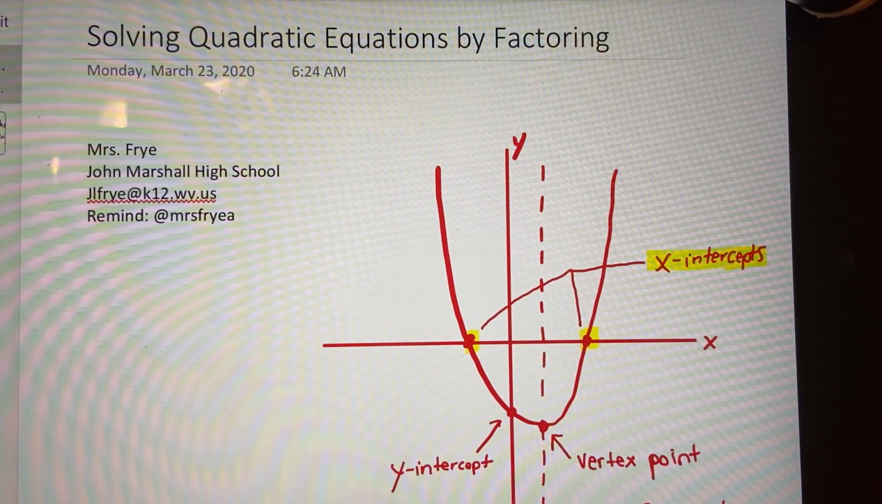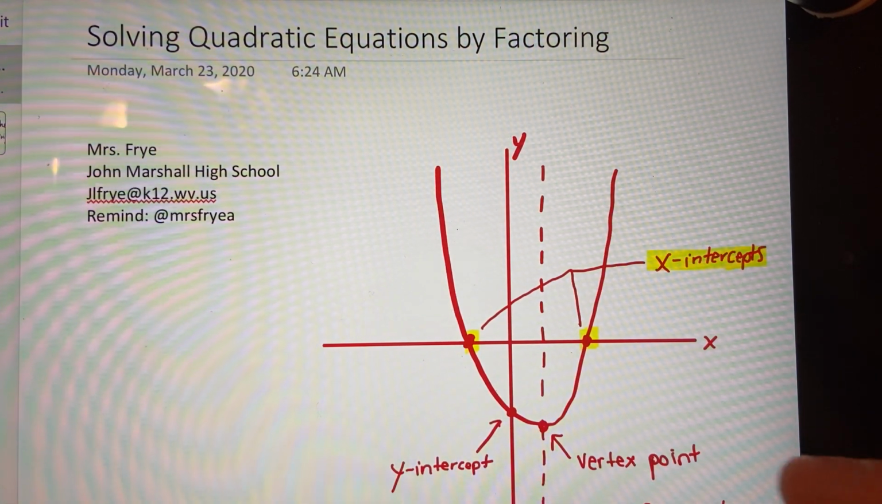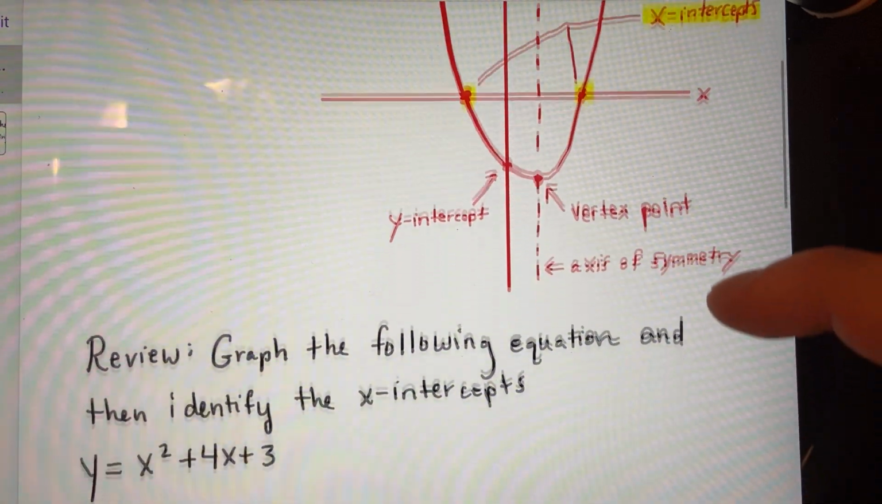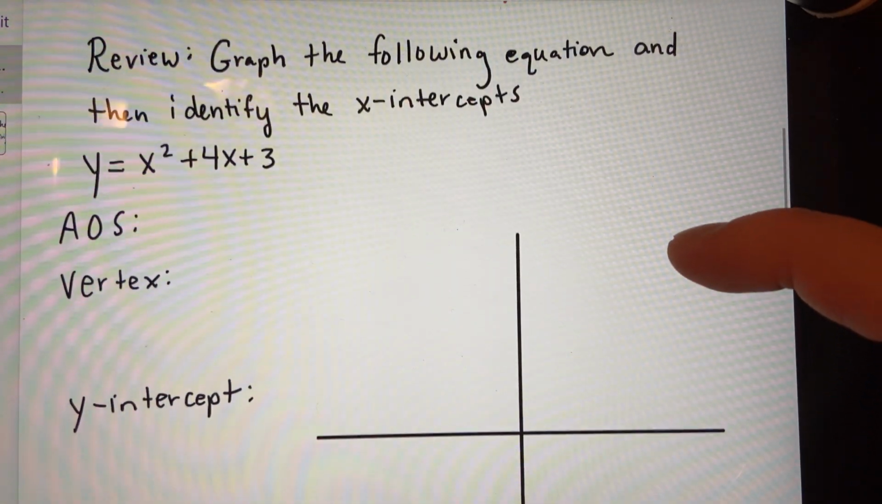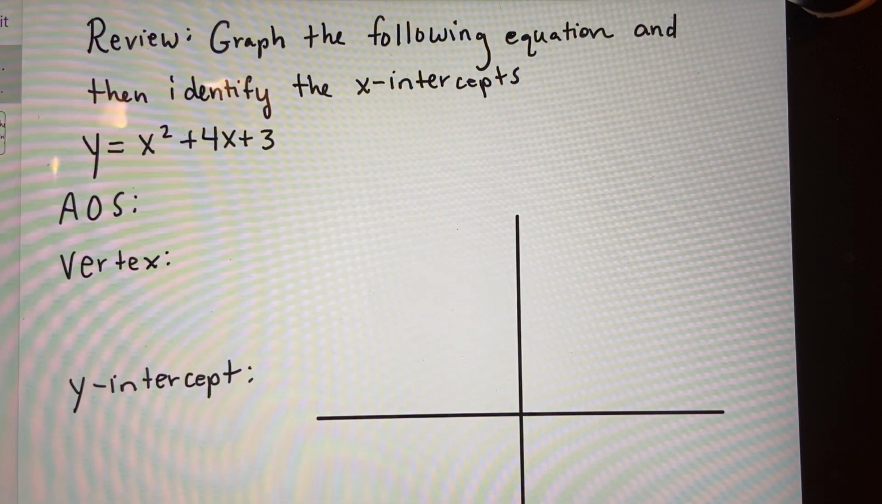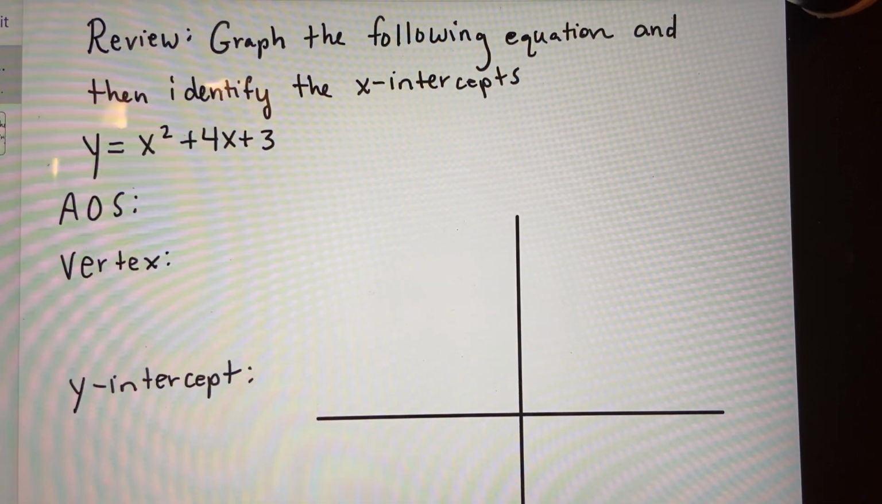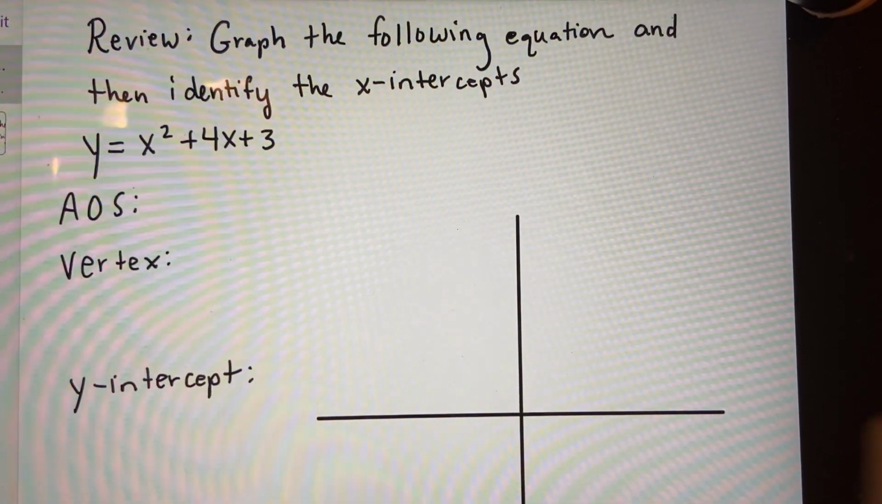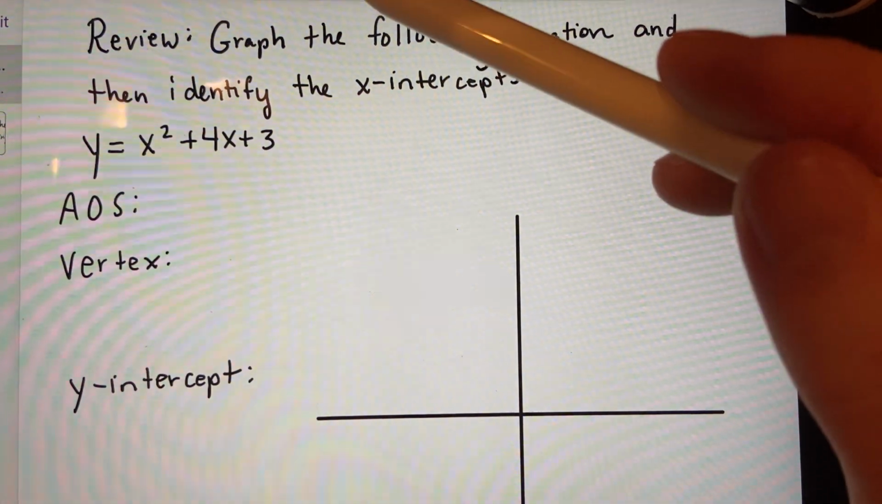Okay, so there's a couple different ways that we can find the x-intercepts, and one of those ways is just by graphing. So let's review what we were learning last week. Graph the following equation, then identify the x-intercepts. My equation is x squared plus 4x plus 3.